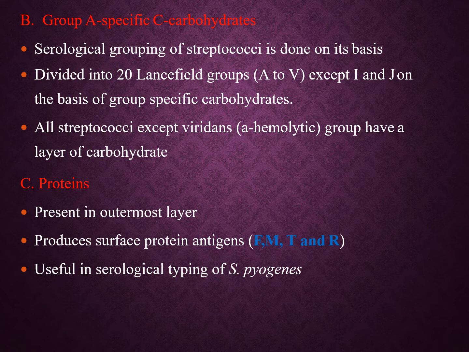So the next important antigenic factor is proteins. The proteins are present in the outermost layer. It produces surface protein antigens like F protein, M protein, T protein and R protein.